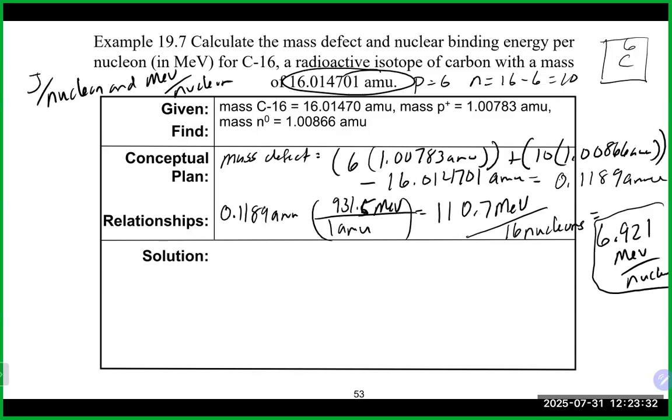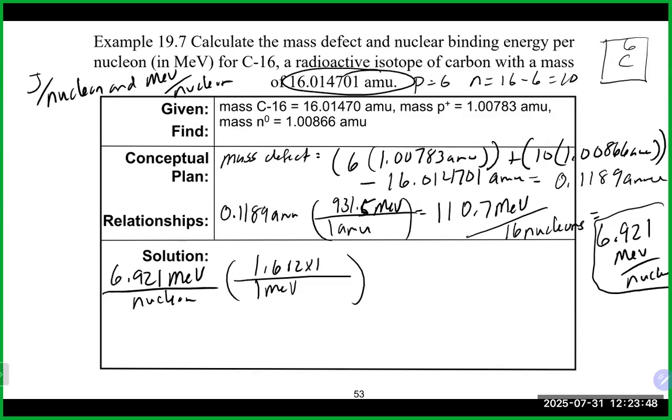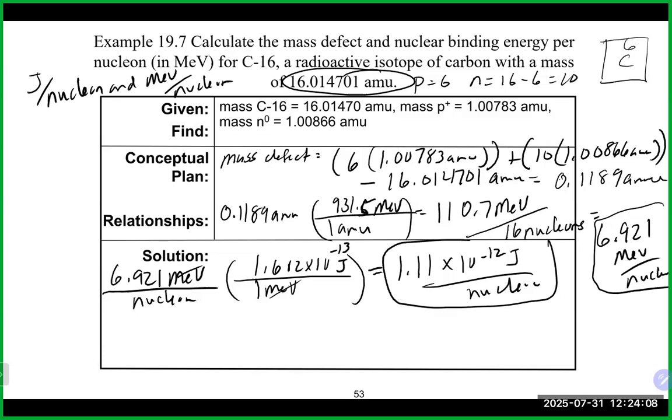Since we're also looking for joules, we could convert that number into joules per nucleon by using our conversion factor. That 1 mega electron volt is 1.602 times 10 to the minus 13 joules. Mega electron volts would cancel, and you will end up with, looks like, 1.11 times 10 to the minus 12 joules per nucleon. So again, that is one approach and one way that you could take it.